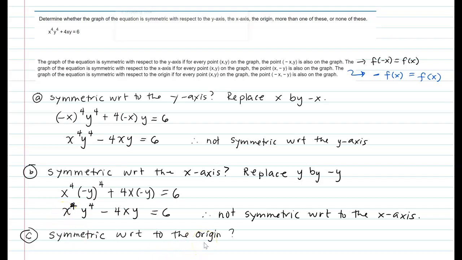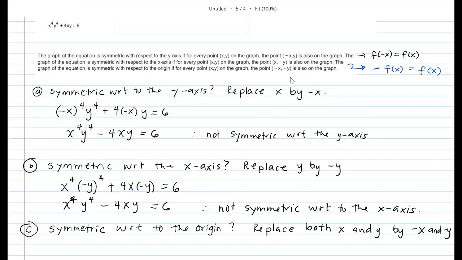This time, we are going to replace both x and y by negative x and negative y. See that? And then if we replace the equation by negative x and negative y and we get the original equation back, then that equation is symmetric with respect to the origin. So again, the graph of an equation is symmetric with respect to the origin if for every point x, y on the graph, the point negative x, negative y is also on the graph.